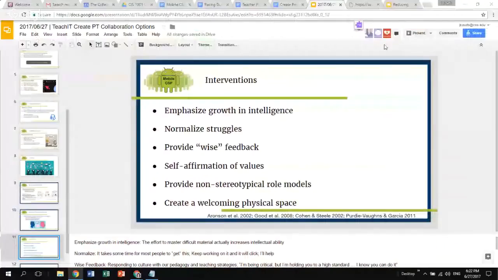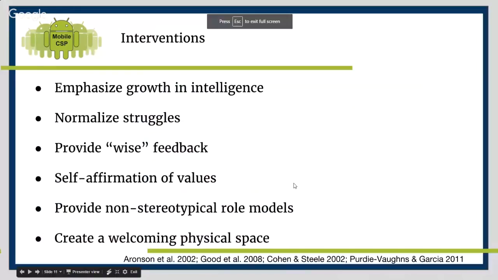Okay, I'm going to go back to screen sharing just so I can post those interventions here one last time. And I think we stopped at normalizing struggles. The next one was providing wise feedback.